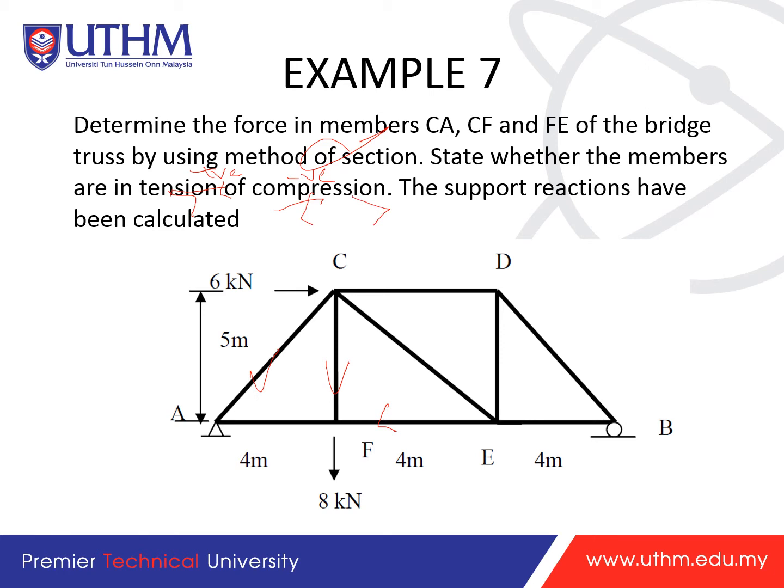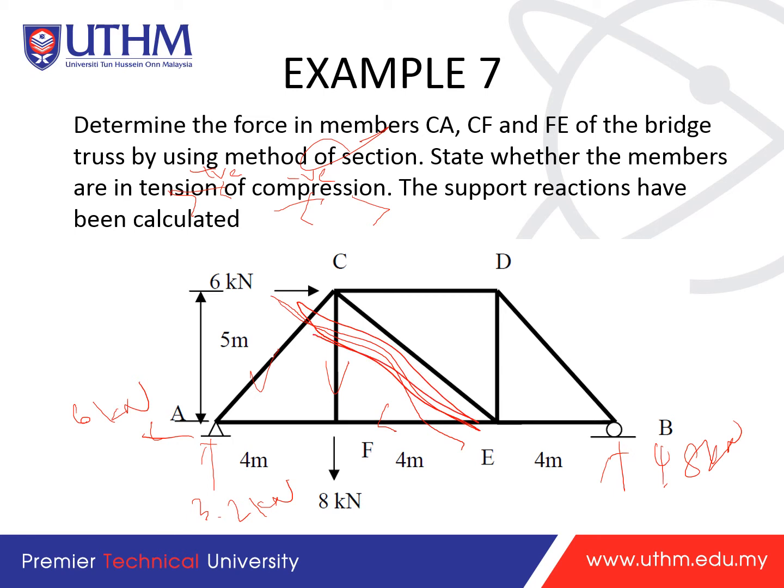Remember, the support reactions have been calculated. The forces for this one is 3.2 kilonewton, this is 4.8 kilonewton, and this is 6 kilonewton. These are provided, so you can skip the step of the support reaction calculations. So we need these three forces. How can you cut it? Actually, it's giving you a hint, so you can cut it from here. You will cut here.